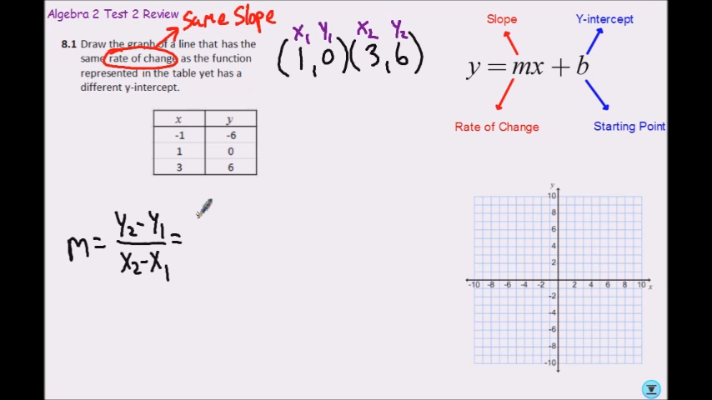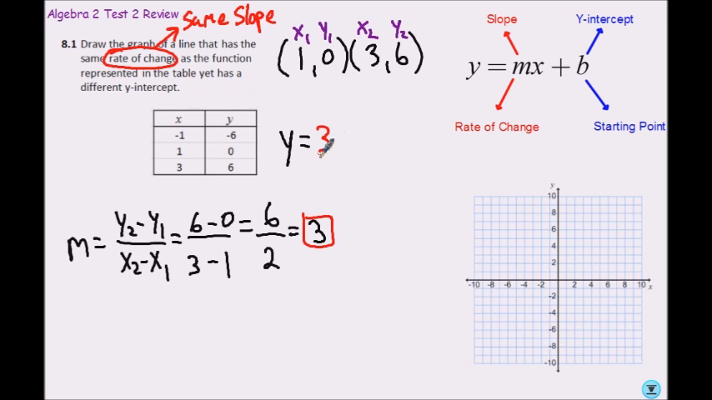So y2, which is 6, minus y1, which is 0, over x2, which is 3, minus x1, which is 1. So 6 over 3. Oh, no, that's not true. I was already thinking of the answer. 3 minus 1 is 2. 6 divided by 2, which would give you 3. So what it's saying is that for this line, the slope is 3, so y equals 3x plus, or maybe minus. What's the y-intercept? I don't know.